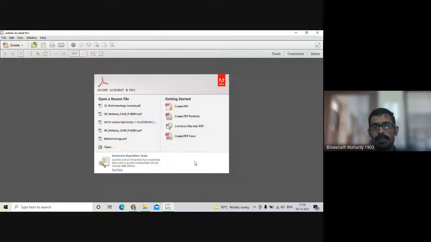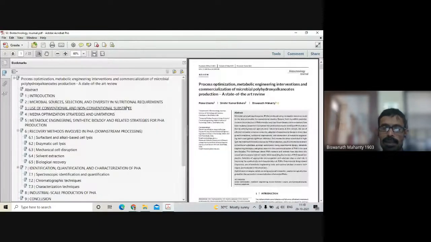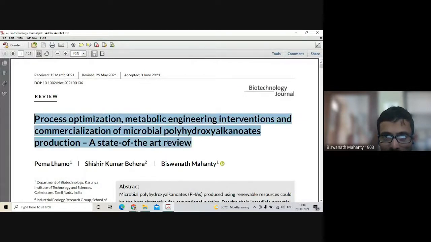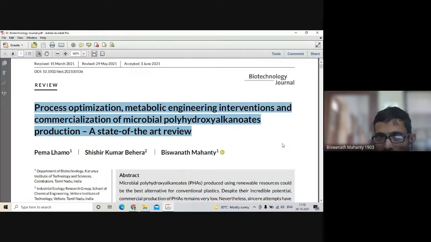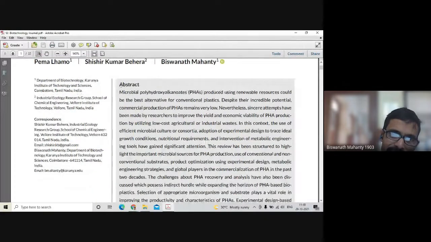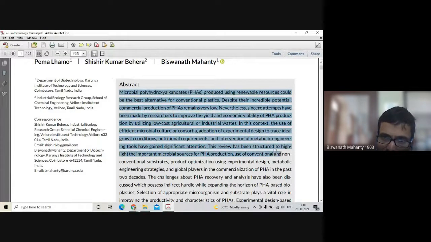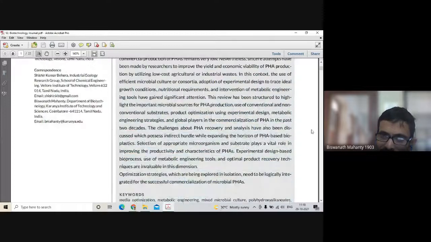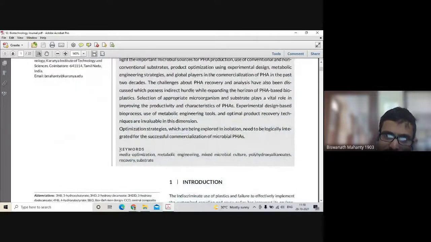You see, this journal, this paper, what is the title? This is the title, yes. What is abstract? Abstract is the summary. So I'm writing the abstract: Microbial PHA production using renewable source. This thing I'm talking about, this review has been structured on this. And then finally, I will also have some keywords.